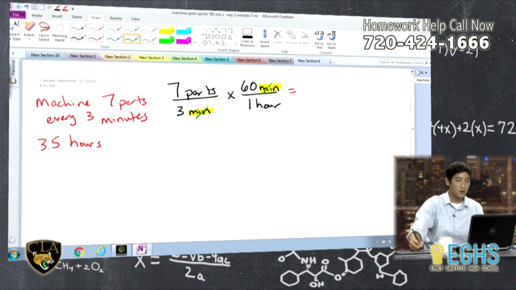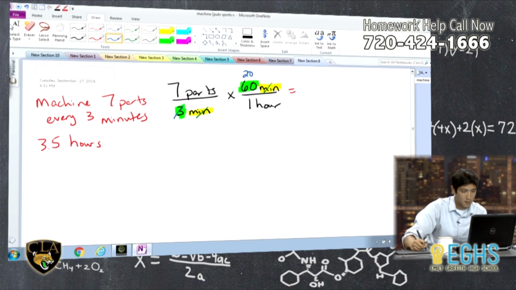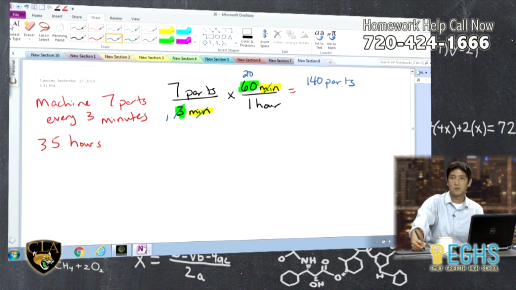We could also simplify further if we wanted to. And we can say I've got 60 up here. Do this in a different color. I'll highlight it. And we've got 3 here. So we can do that division and say now I have 7 parts times 20 minutes. I can make this 20, and I can make this 1. And then we can multiply straight across, and I get 140 parts. Right? So 7 times 20, and I didn't get rid of the parts, so 140 parts for every 1 hour.